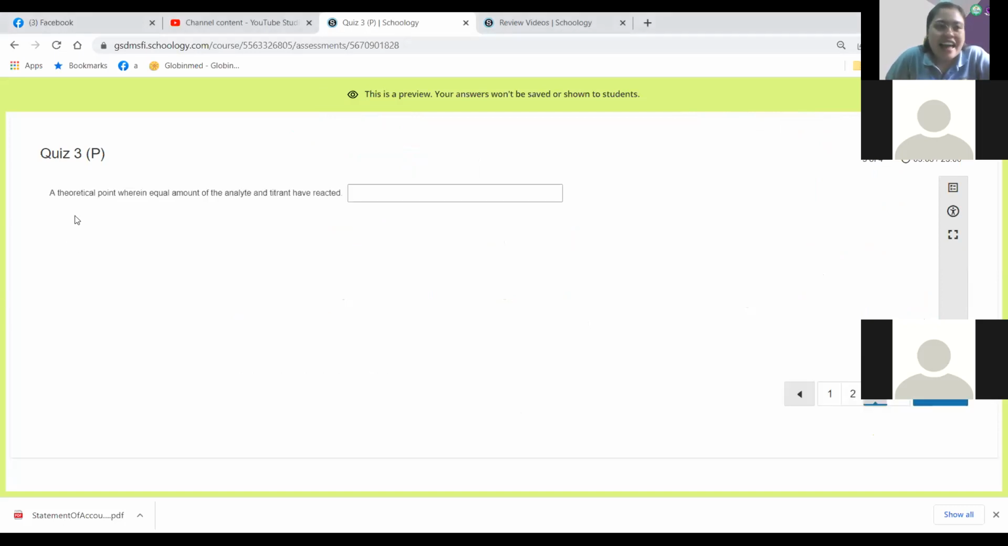Okay? A theoretical point wherein equal amount of the analyte and titrant have reacted, you can call this stoichiometric point, or you can call this equivalence point. It is only a theoretical point. We cannot observe it during the experiment. What we can observe during the experiment is the end point, and that is represented by the change of the color of the solution.